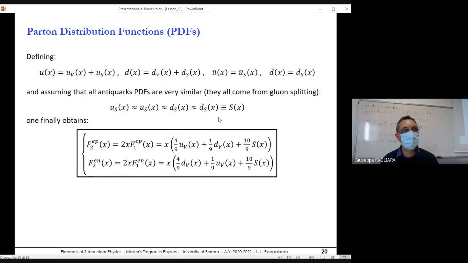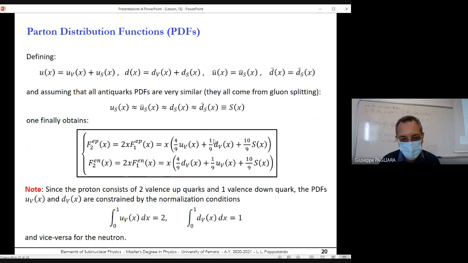So there is no reason to expect, in principle, a different distribution for the anti-up or the anti-down, etc. So under this simplifying hypothesis, we can call all of them S(x), where capital S stands for the sea quarks. And so we can now write down the structure functions, either F1 or F2, in terms of the valence up quark, valence down quark, and all the sea quarks altogether, still taking into account the proper weight by the squared electric charge.